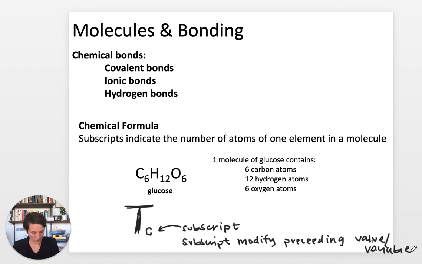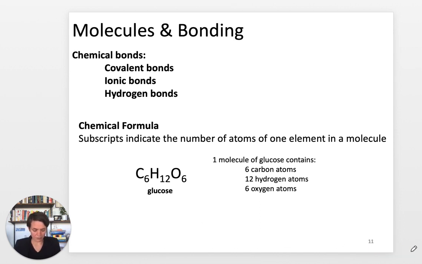So when we look at a chemical formula, these subscripts are modifying the preceding element. So in one molecule of glucose, we have 6 carbon atoms, 12 hydrogen atoms, and 6 oxygen atoms. So subscripts modify their preceding element. Okay, that's going to become important as we start to write chemical formulas, and we will leave that to the next lecture. Thanks.